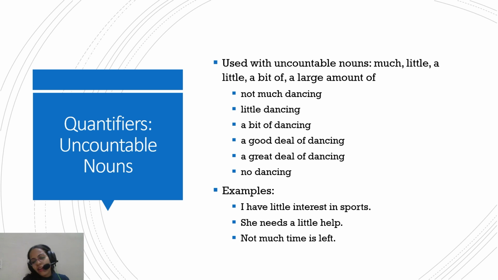She needs a little help. That means how much help? A little help. So it's telling the amount. We cannot count 2 help, 5 help. Not much time is left. We can't say 2 time is left, 7 time is left. So we have to understand the amount: not much time is left, less time is left, there is no time left anymore. So quantifiers for uncountable nouns would be much, little, a bit of, a large amount of.